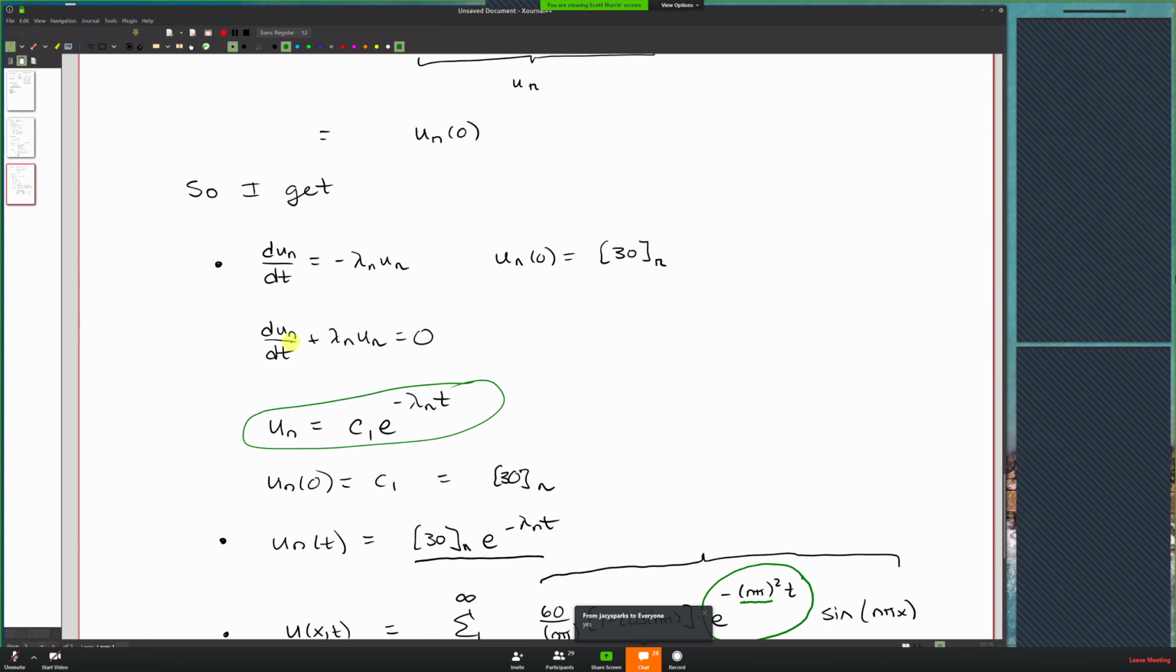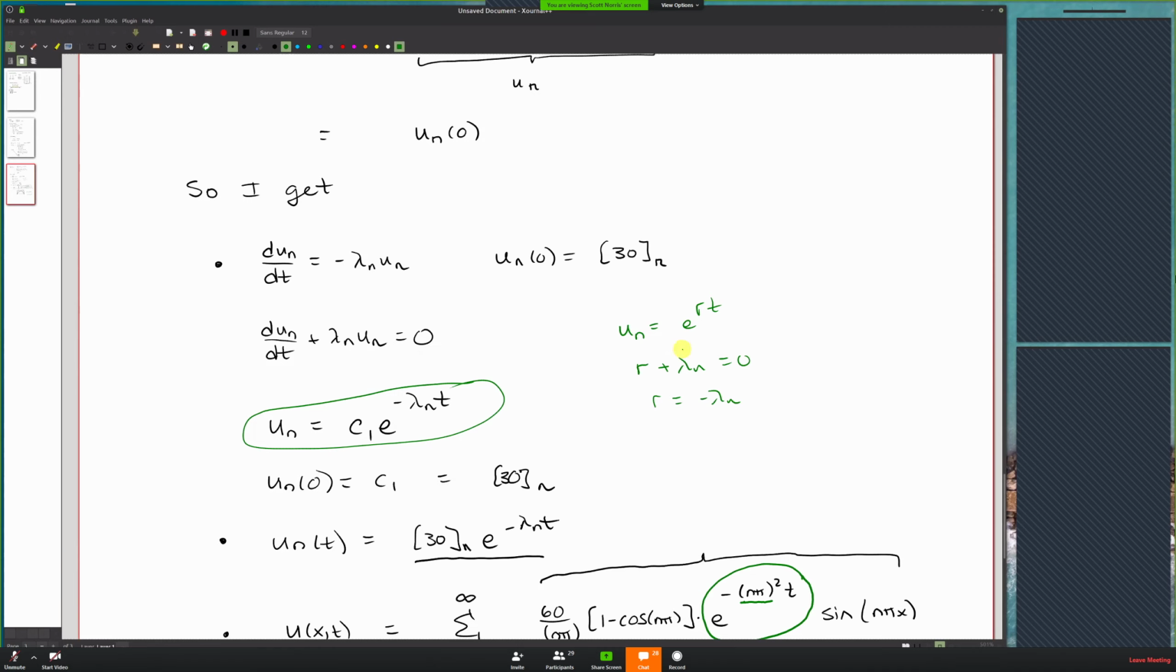The simplest method we have to show where that comes from, well, it's a constant coefficient equation. So actually the simplest is to say, hey, this is a constant coefficient. Let me just guess an exponential. u_n equals e to the rt. I plug that in and I get r plus lambda_n equals 0. And so r equals minus lambda_n.